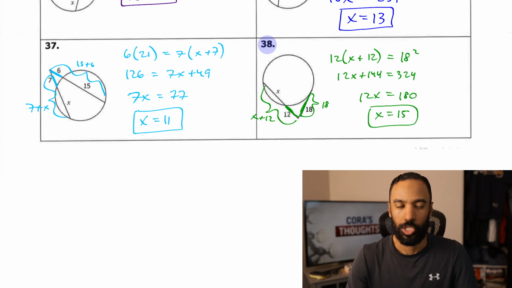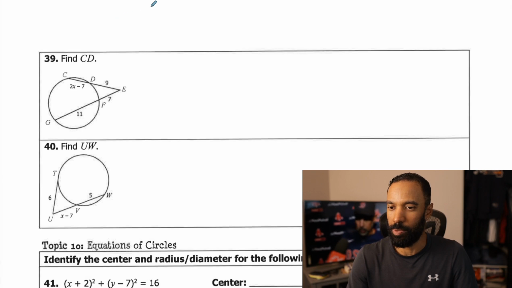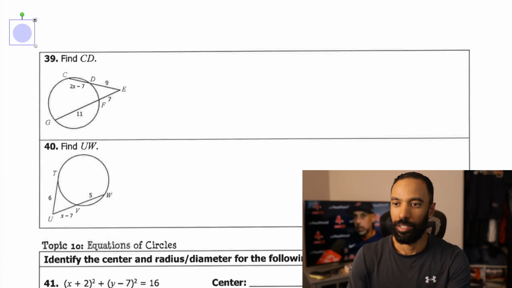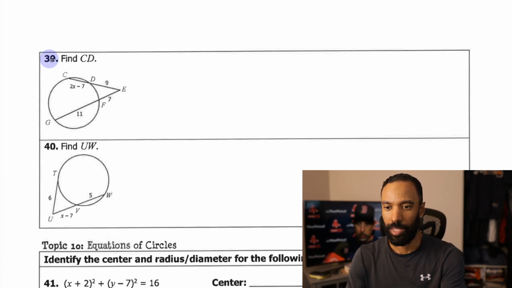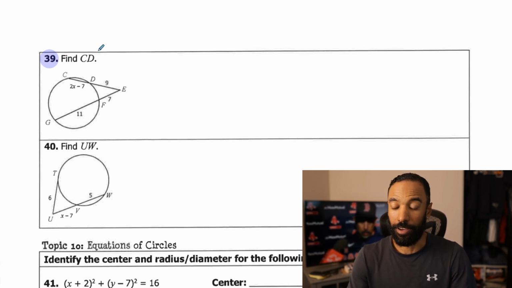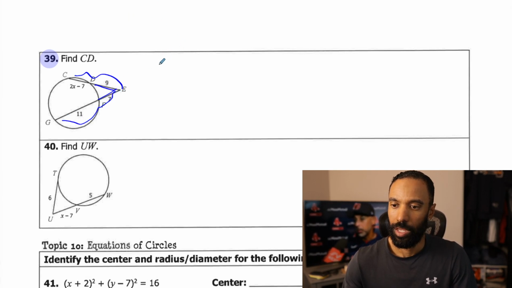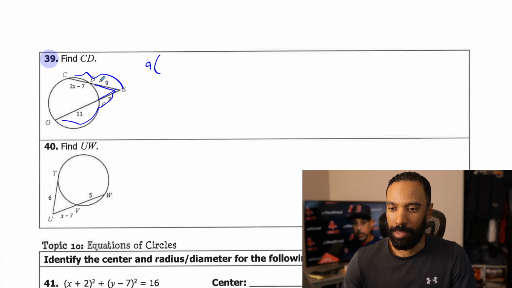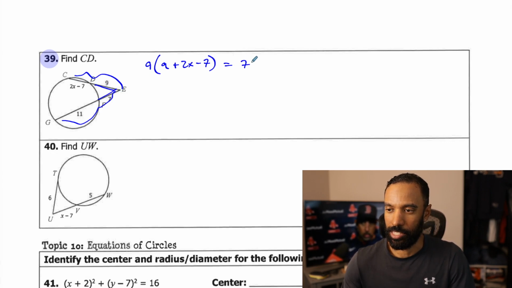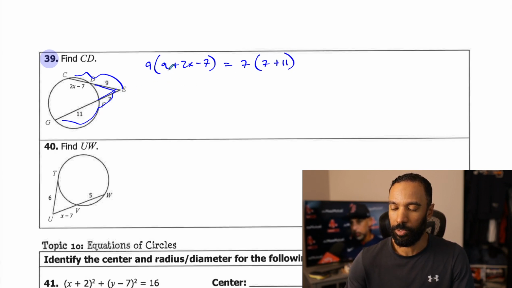Okay. 12 more problems to go. Just basically reach the hour mark. Let's keep going. Find the length of segment CD. Outside times whole equals outside times whole. 9 times the whole is 9 plus 2x minus 7, right? This plus that equals. Outside looks like that's a 7 times 7 plus 11. I just might as well write 7 plus 11. I got to do some cleanup anyway.